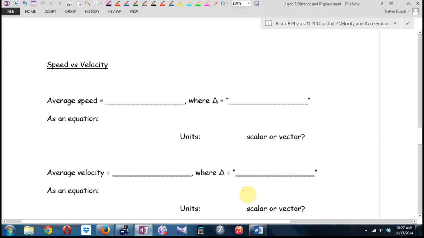Speed versus velocity. Turn the page. Average speed equals change in distance over change in time, where delta equals change in. As an equation, v equals d over t.